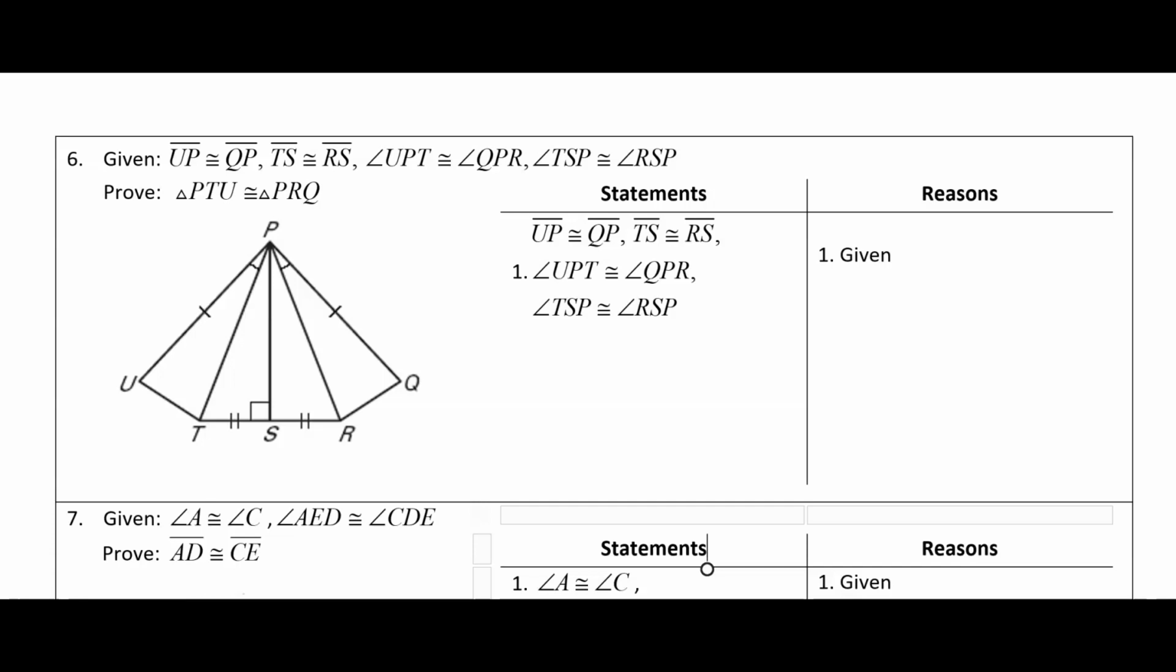Now we are actually going to be looking at the proofs that deal with everything put together. So we need to prove triangles congruent and then somehow use CPCTC to make our statement true. So let's look at number 6.